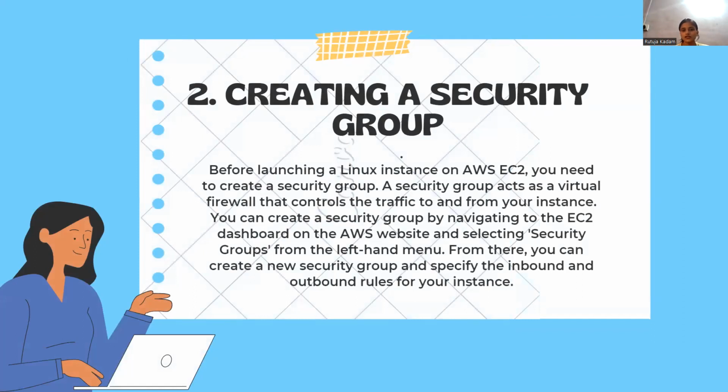Second one is creating a security group. Before launching a Linux instance on AWS EC2, you need to create a security group. A security group acts as a virtual firewall that controls the traffic to your instance. You can create a security group by navigating to the EC2 dashboard on the AWS website and selecting security groups from the left-hand menu. From there, you can create a security group and specify the inbound and outbound rules of your instance.